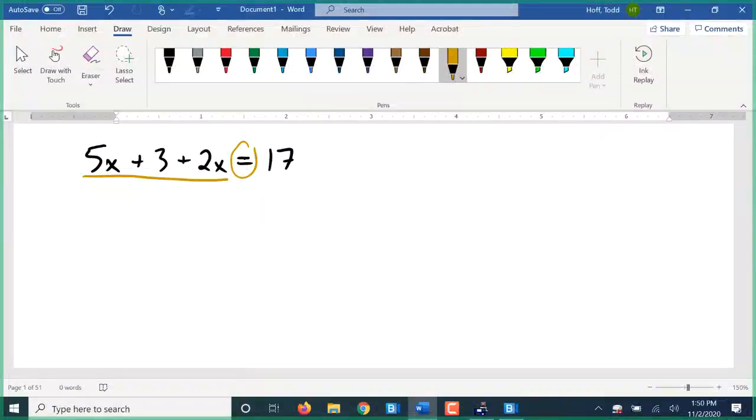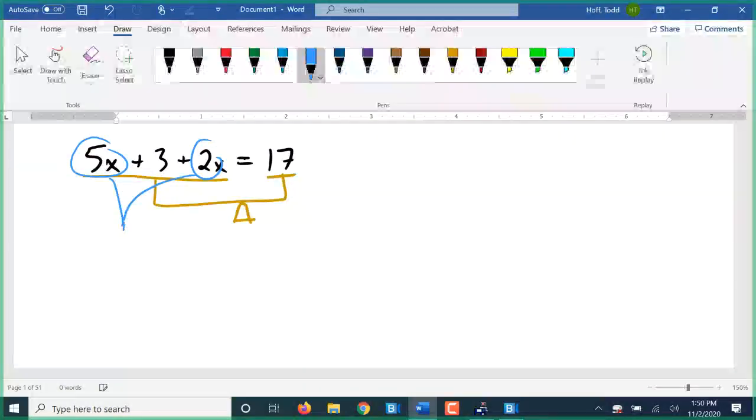Well, if we're still looking at these equations with that idea of being a balanced scale, the 5x and the 2x are both on the same side of the scale, which means I can go ahead and just push them together. 5x and 2x make 7x. Still have the positive 3 there. And that will not change the balance of the scale. It does not change the equation.